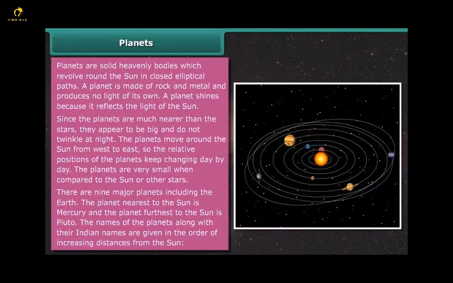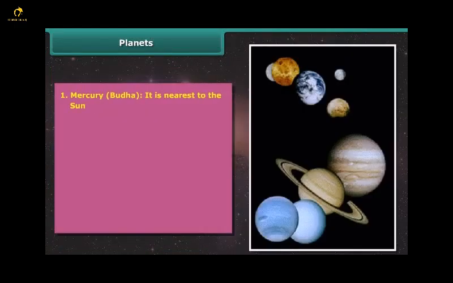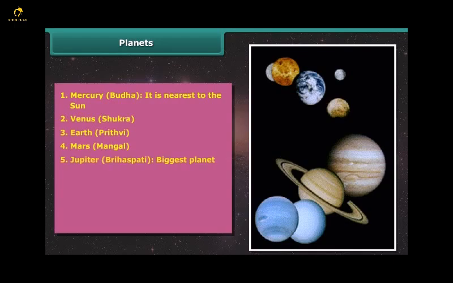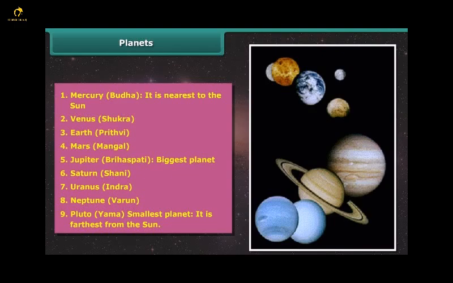The names of the planets, along with their Indian names, are given in the order of increasing distance from the Sun. Mercury, Buddha, it is the nearest to the Sun. Venus, Shukra. Earth, Prithvi. Mars, Mangal. Jupiter, Brihaspati, biggest planet. Saturn, Shani. Uranus, Indra. Neptune, Varun. Pluto, Yama, smallest planet. It is farthest from the Sun.